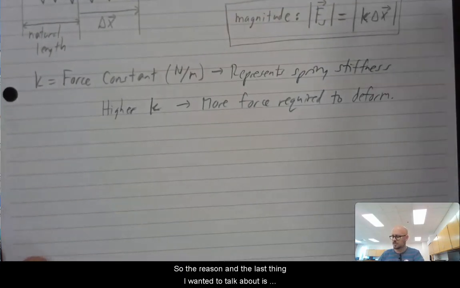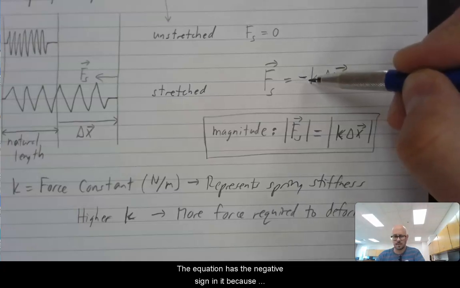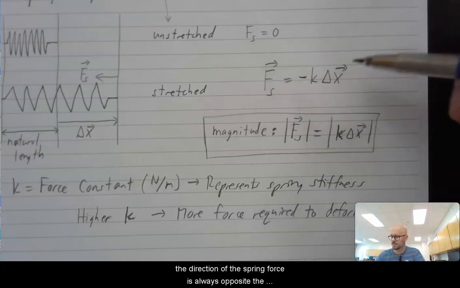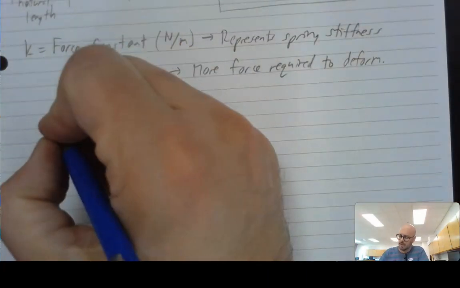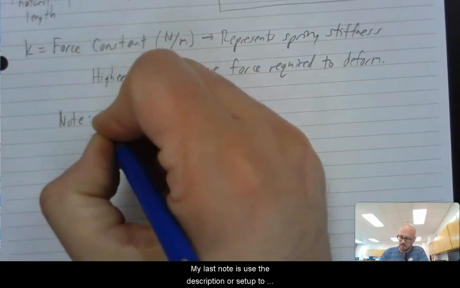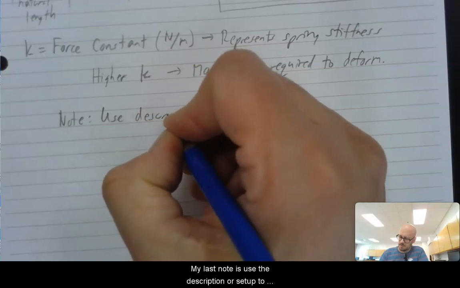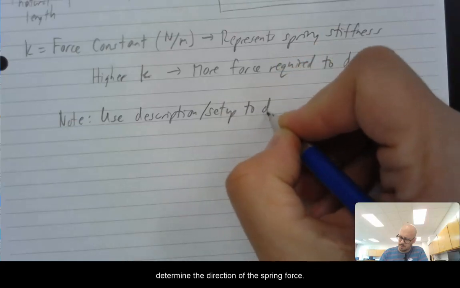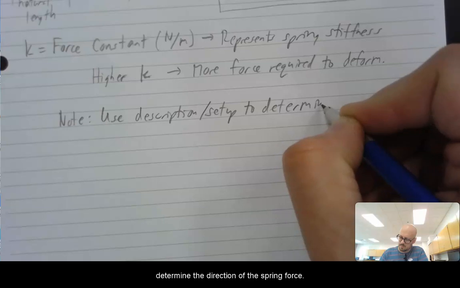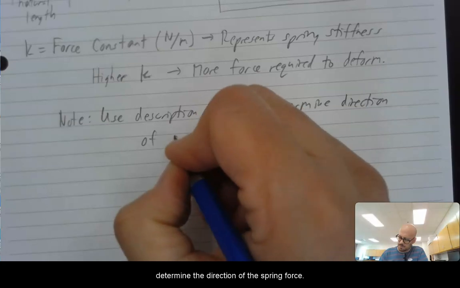And that's it. The last thing I wanted to talk about is this equation, right? The equation has the negative sign in it because the direction of the spring force is always opposite the direction of the displacement. My last note is use the description or setup to determine the direction of the spring force.